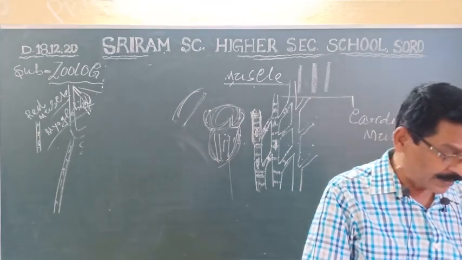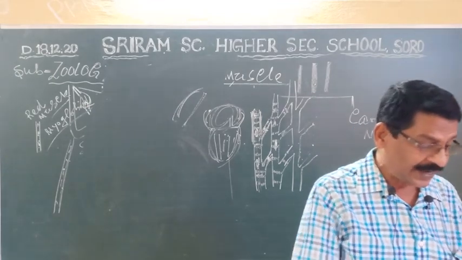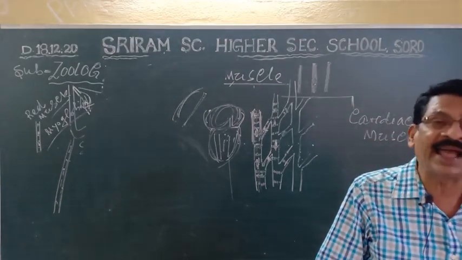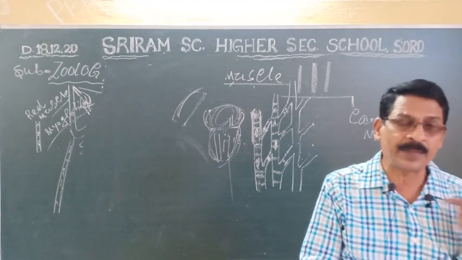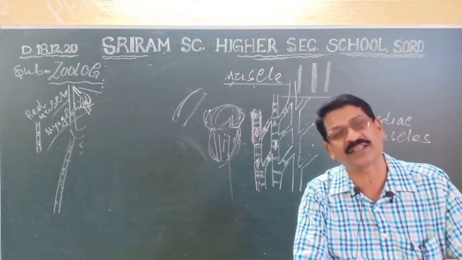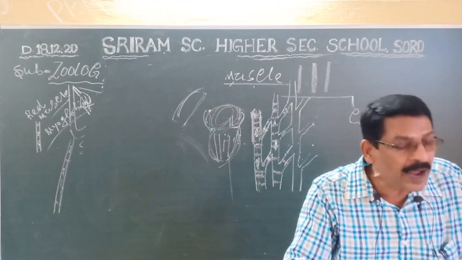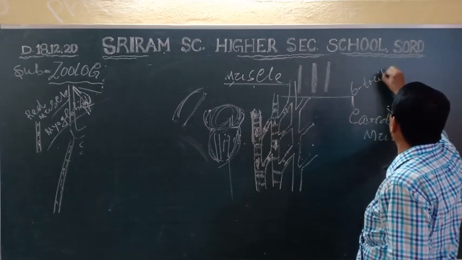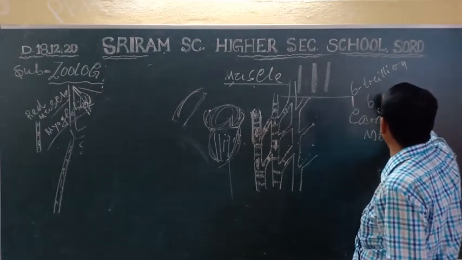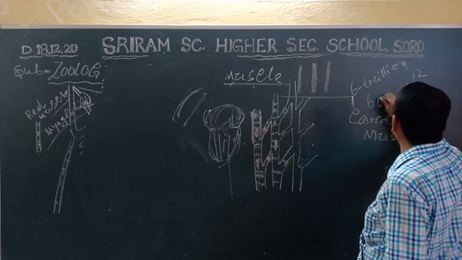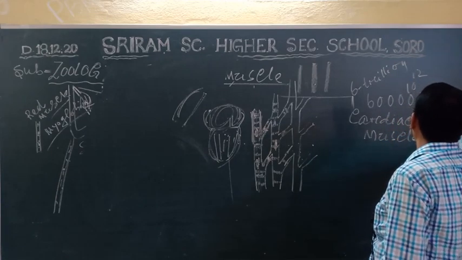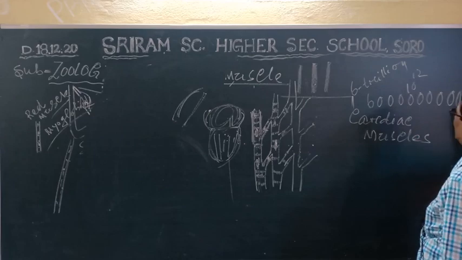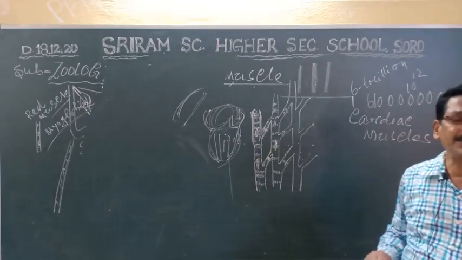Another thing you should remember: in our body there are about 639 muscles, and muscle fibers are about 6 trillion. 6 trillion is 6 times 10 to the power 12, which means 6 followed by 12 zeros: 1, 2, 3, 4, 5, 6, 7, 8, 9, 10, 11, 12 zeros.